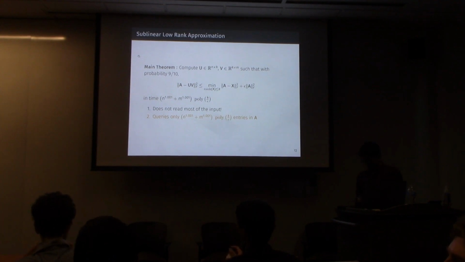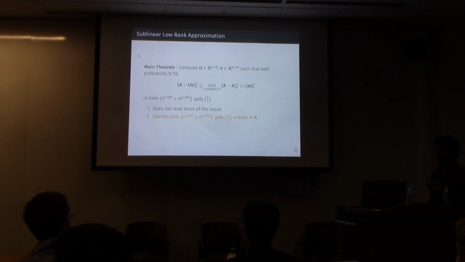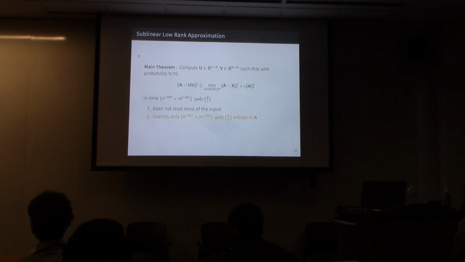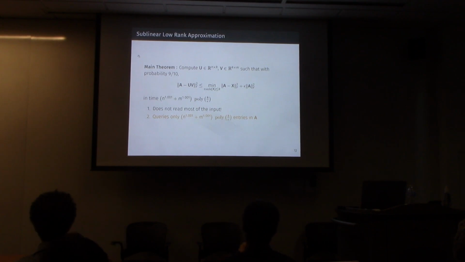Yes? Can correctness be verified quickly? No. I mean, you can't even write the product of U times V down quickly, so you can just write it out in factored form again. Any other questions?